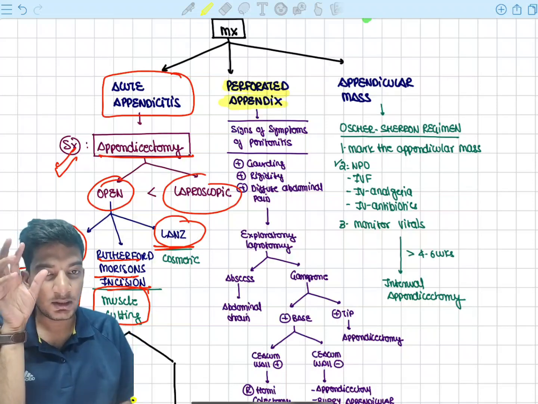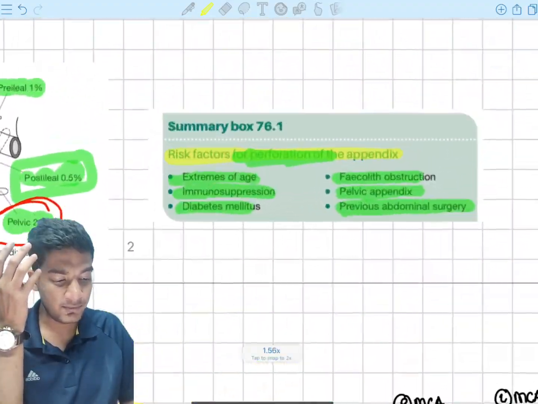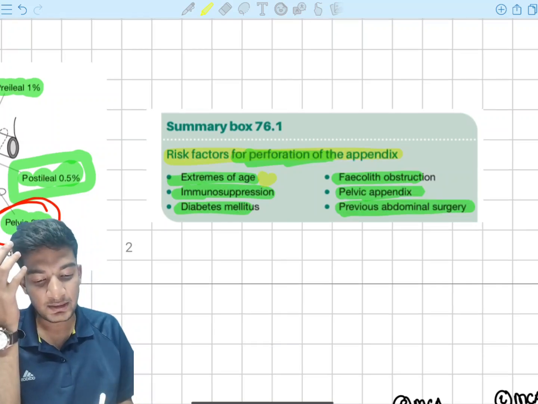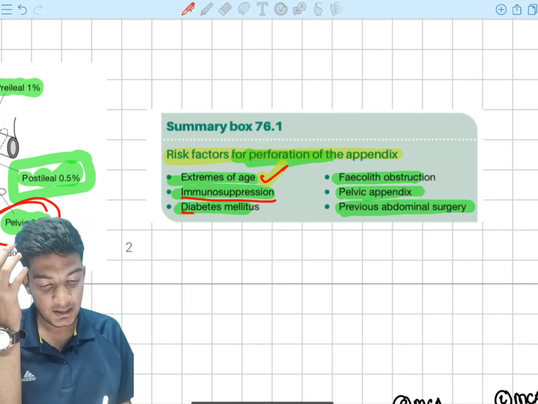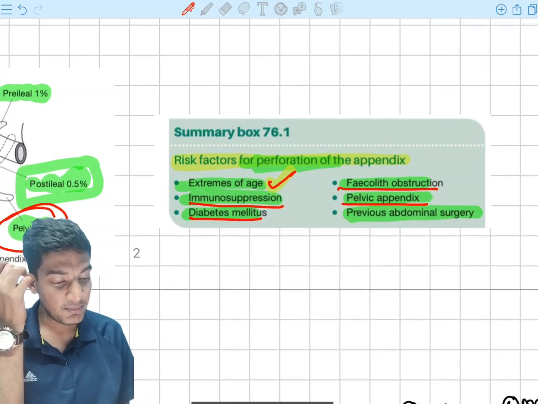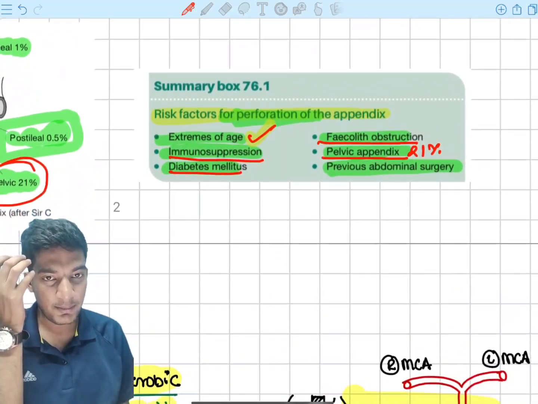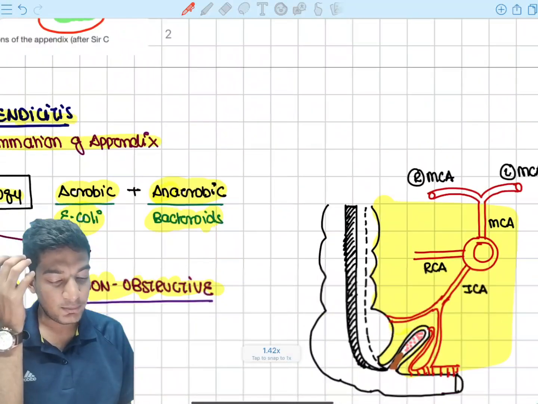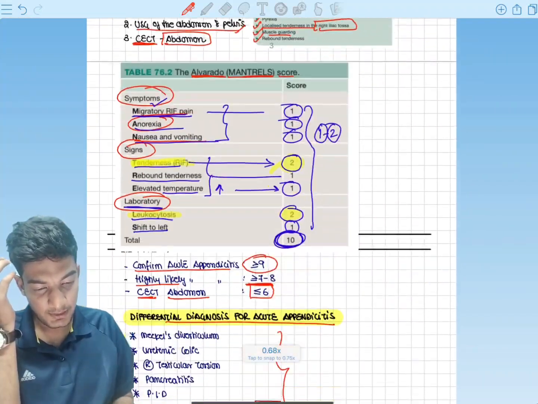For perforated appendix, could you just remember the risk factors for perforation of the appendix? We actually started from that. What are the risk factors? Extremes of ages, immunosuppression, diabetes mellitus, obstruction, pelvic appendix, which is about 21%. See, often when you spell it out, you will remember it. Previous abdominal surgery. Okay, now let's come to the main part.